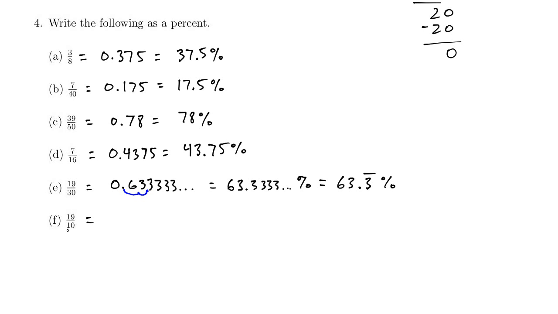Okay. F, we've got 19 over 10, so this is an improper fraction. When we change this to a decimal, divide the 10 into the 19, you get 1.9. Okay. Change the 1.9 into a percent, move the decimal point 2 places to the right, and we get 190%.